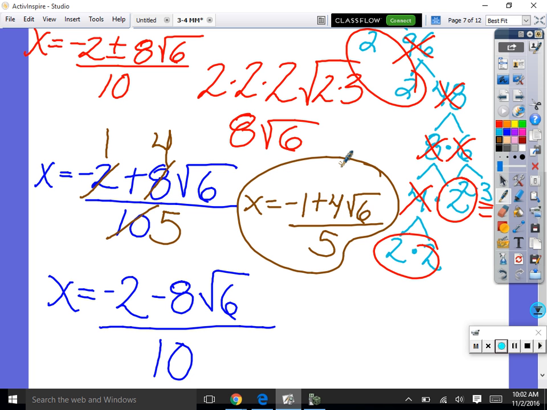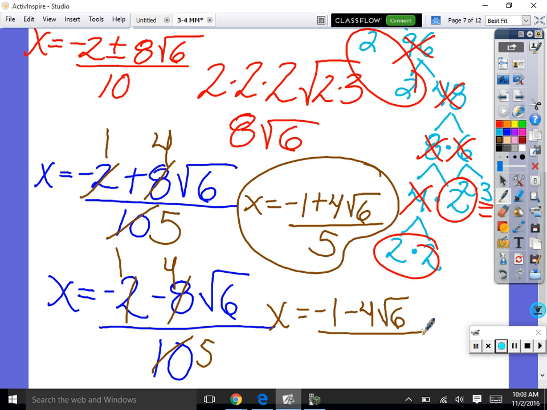And then the same thing down here. They all divide by 2, so this becomes a 1, a 4, and a 5. So we also have x is equal to negative 1 minus 4 square roots of 6 all over 5. There's our 2 solutions. All quadratics have 2 solutions.